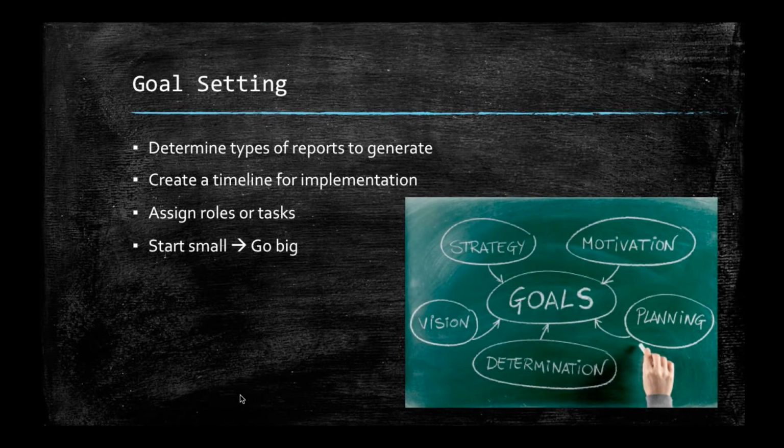So goal setting. There are four things I would recommend when you're setting your goals. And the first is to determine the types of reports you want to generate. So are you looking for item analysis? Are you wanting to look at the report for the categories? Are you trying to pull some summary reports, the exam taker reports?